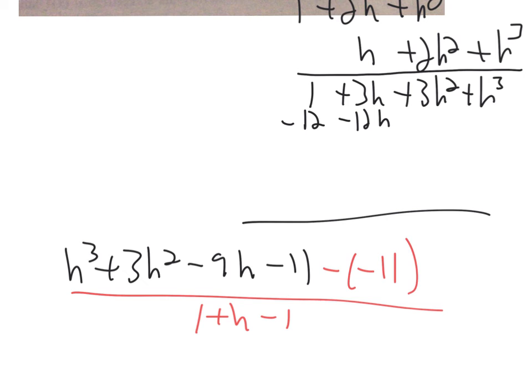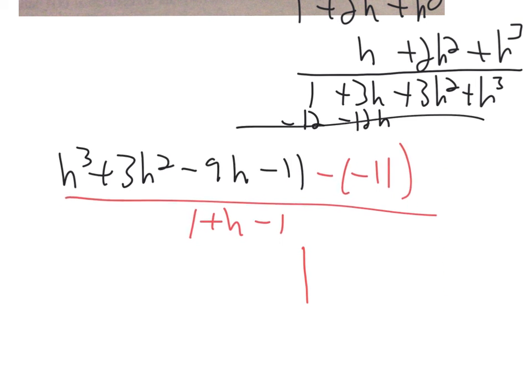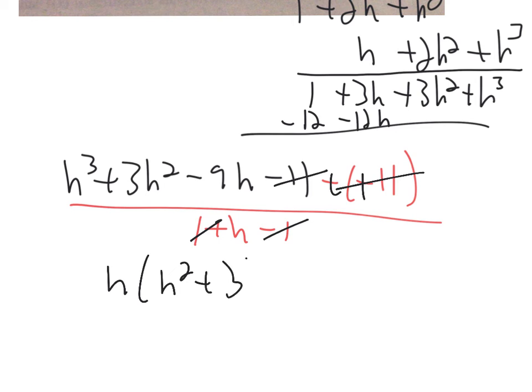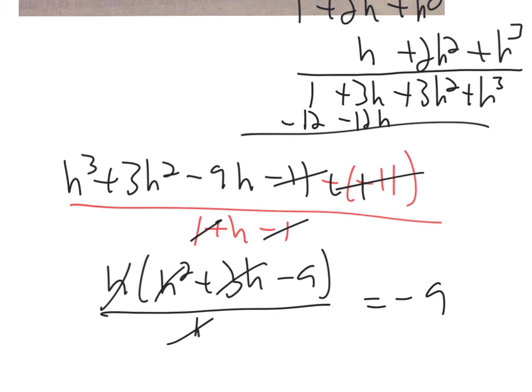Okay, so let's do some cleaning up now. So I know that negative 11 plus 11, negative 1 plus 1, I can factor an h out of there, right? So h times h squared plus 3h minus 9 all over h. The h's cancel. Those points line up. The h disappears. My slope is negative 9. I throw that into Desmos and check and see.